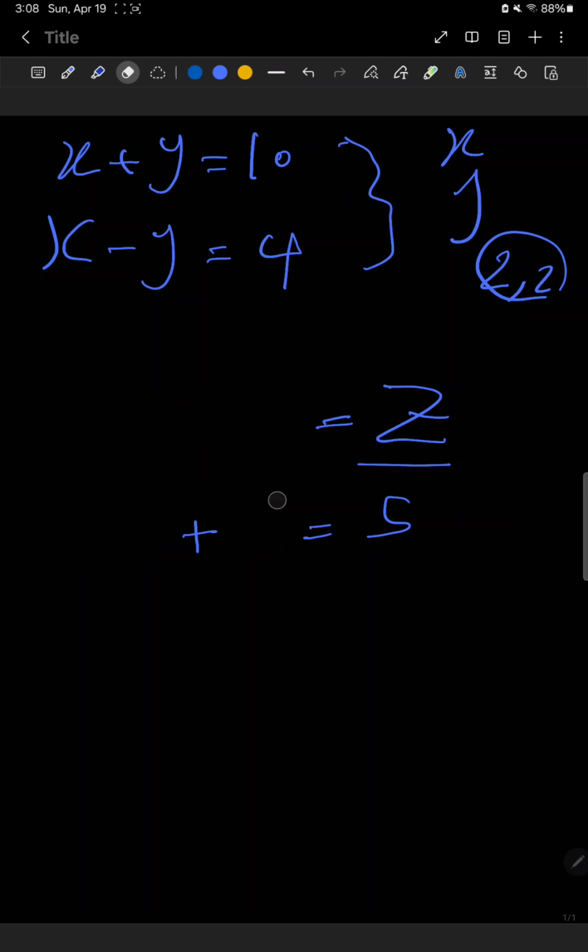So if you want to solve the system, what we mean by solving the system is finding the value of all the unknowns in the system.